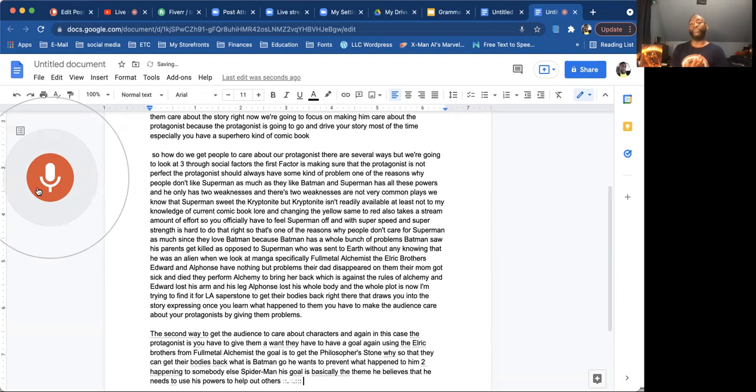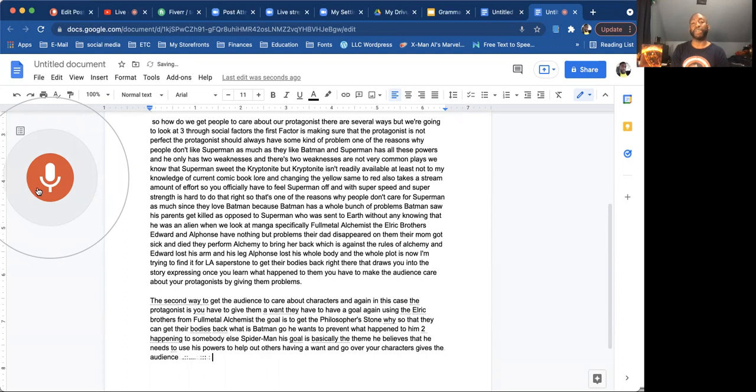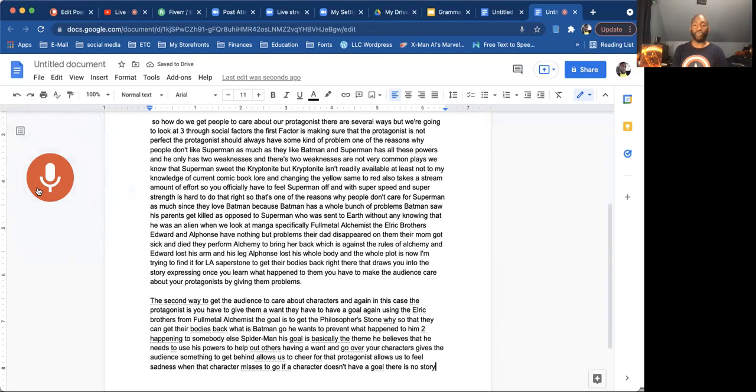Having a want and goal for your characters gives the audience something to get behind. It allows us to cheer for that protagonist. It allows us to feel sadness when that character misses the goal. If a character doesn't have a goal, there is no story. Or at least it's going to be a flat story.